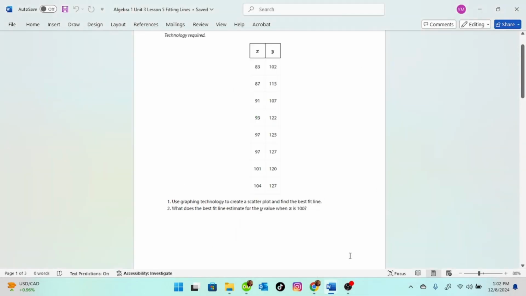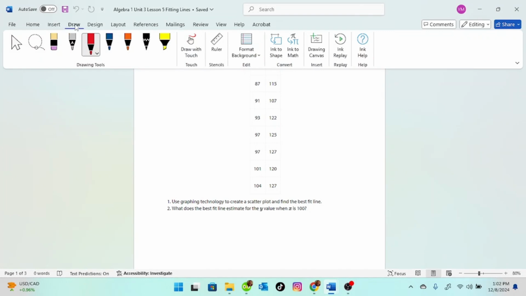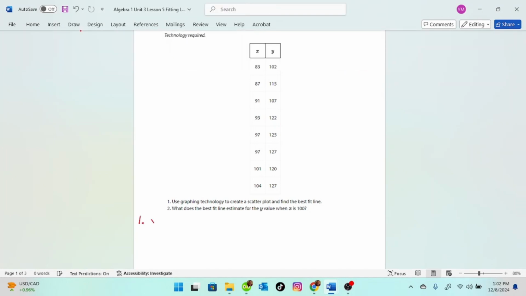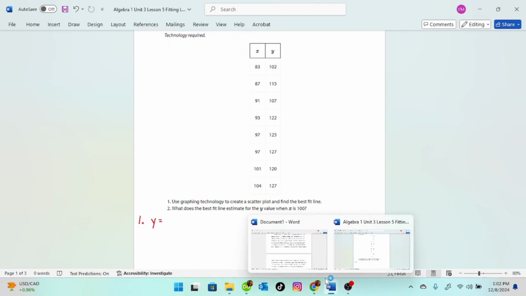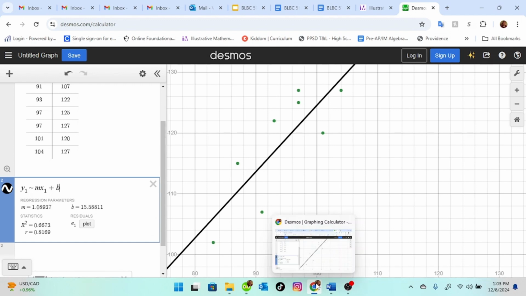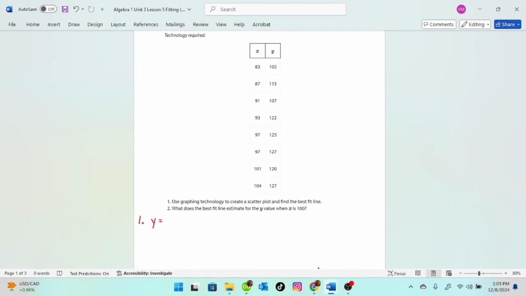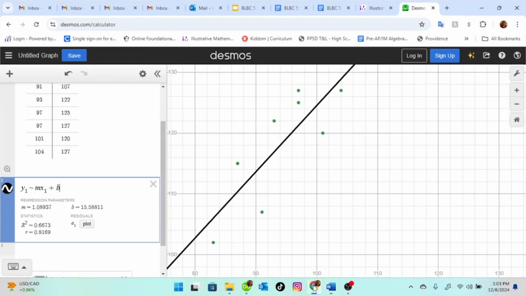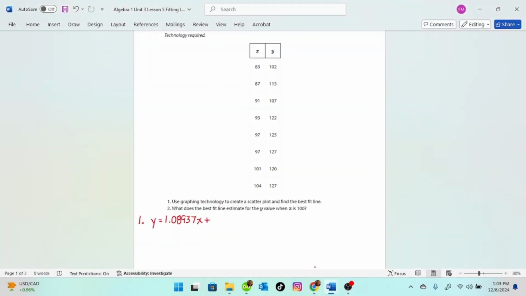So when you write this, you're going to say your line of best fit is y equals, for m, we have 1.08937 x plus b, which is 15.58811. So now we have our line of best fit.